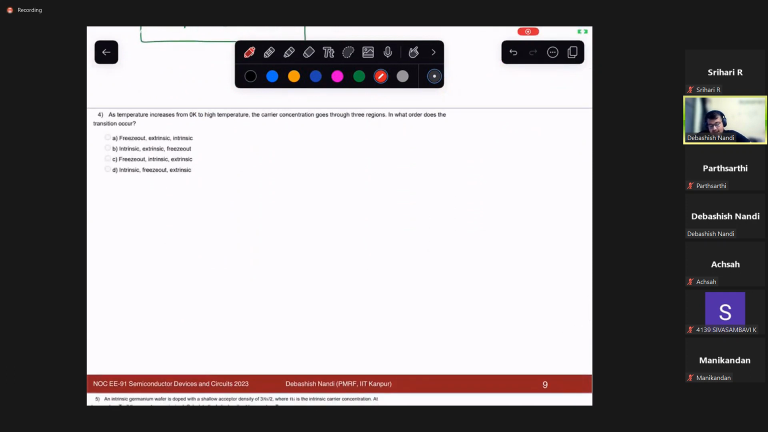It is mentioned that as temperature increases from 0 Kelvin to high temperature, the carrier concentration goes through 3 regions. In what order does that transition occur? So let me draw some graphs, and you tell me whether you have seen them. Don't write this down. Carrier concentration.